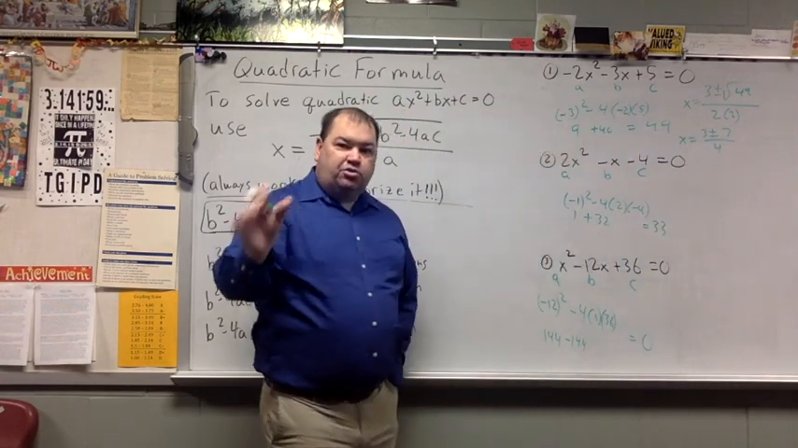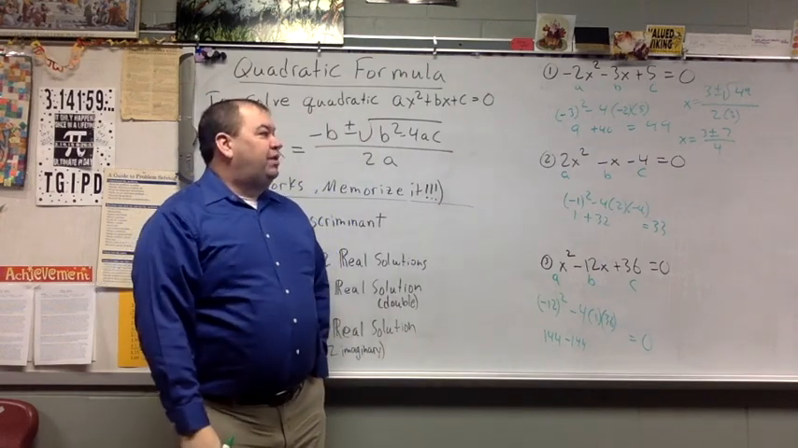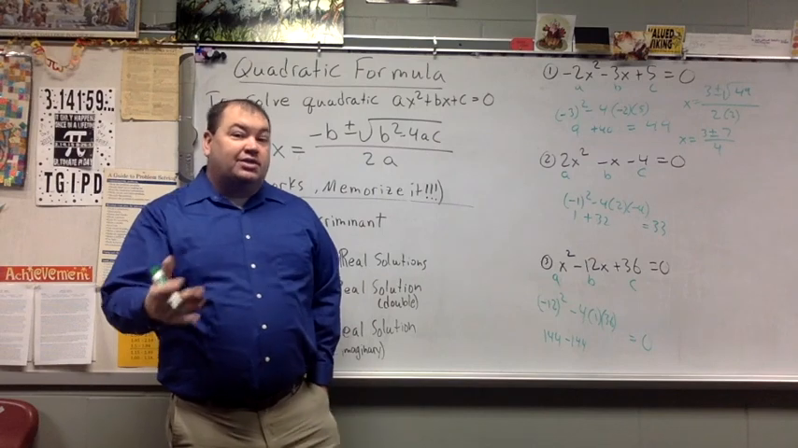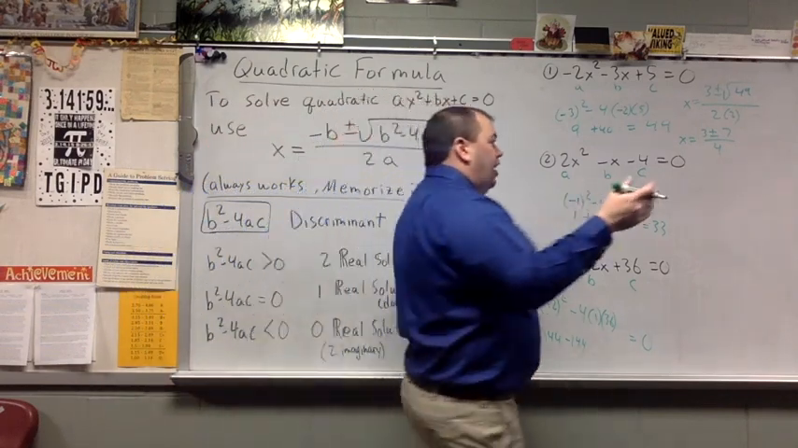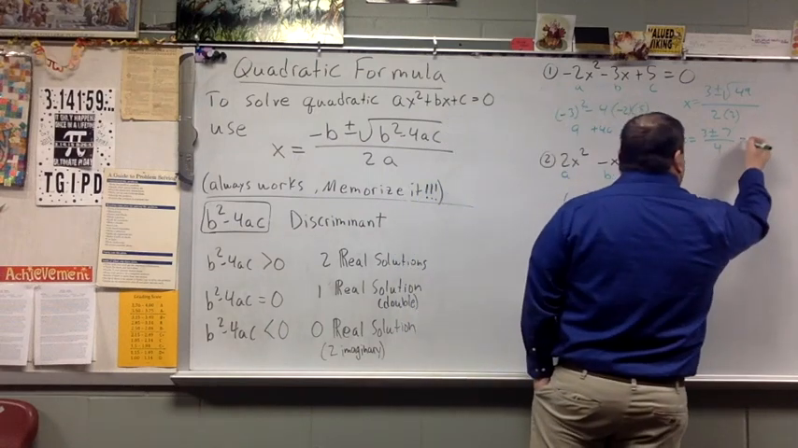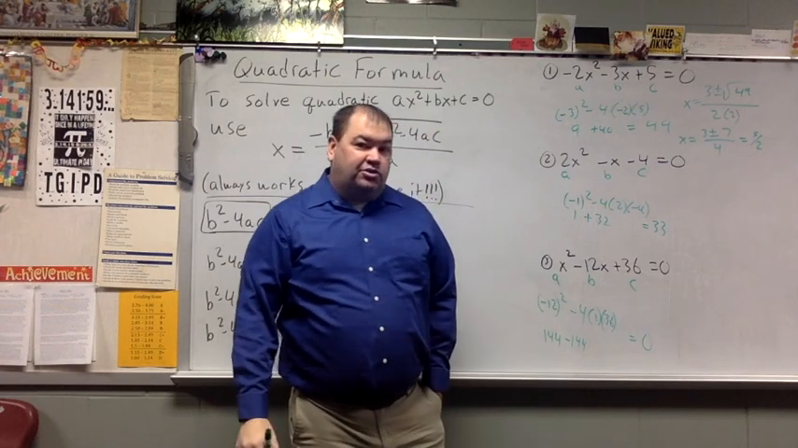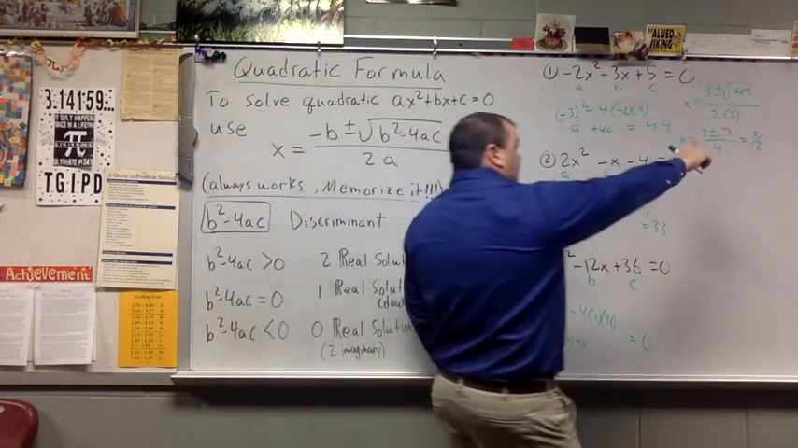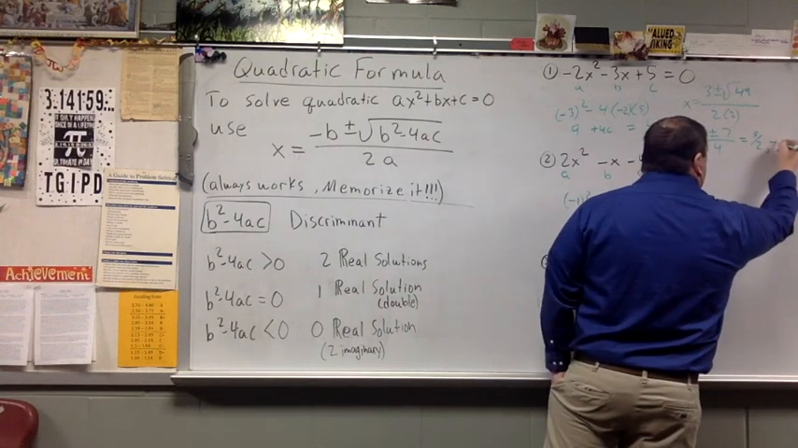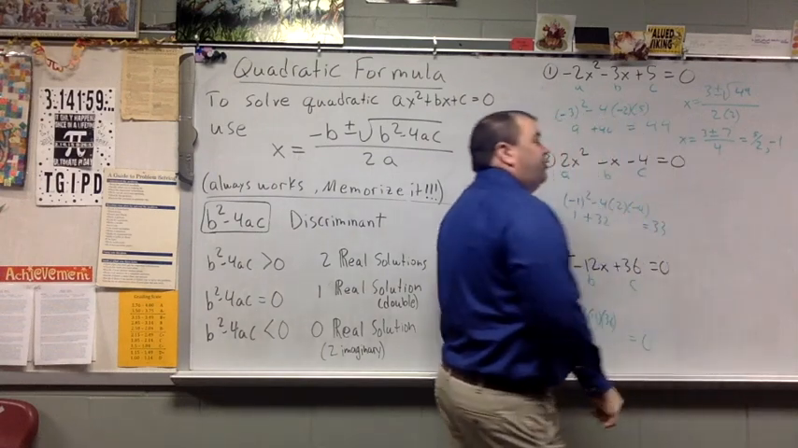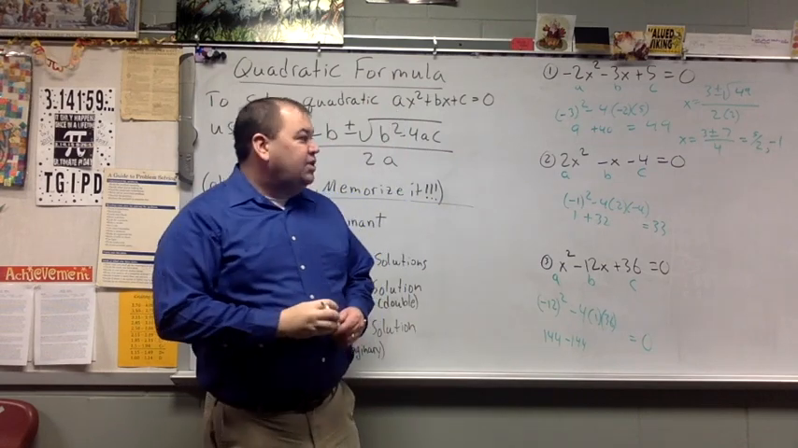Now here's where the two answers come from. If I actually finish this problem out, if I take 3 plus 7 and divide by 4, I get 10 over 4. I'm going to reduce that. I'm going to get 5 halves, or 2.5, as one of my answers. If I take 3 minus 7, I get negative 4. Negative 4 divided by 4 is negative 1. There's my two answers. So you do get two answers out of these.